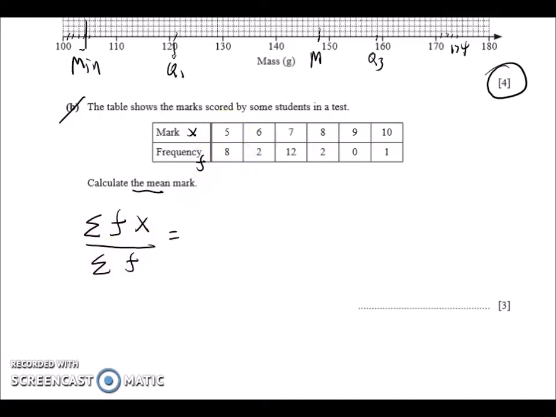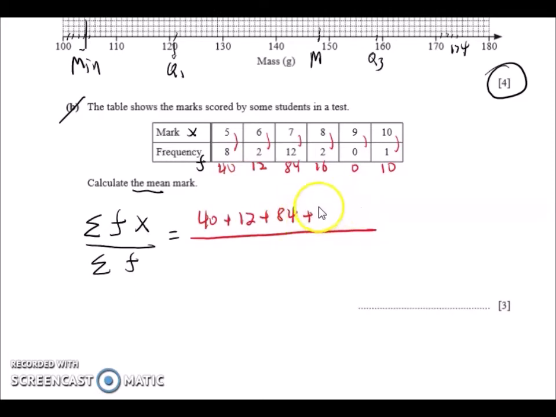So here you can see 5 times 8, we just multiply both of these. 40, here is 12, here is 84, here is 16, here is 0, and here is 10. So we add all of these: 40 plus 12 plus 84 plus 16 plus 0 plus 10, and we divide it by the frequency.